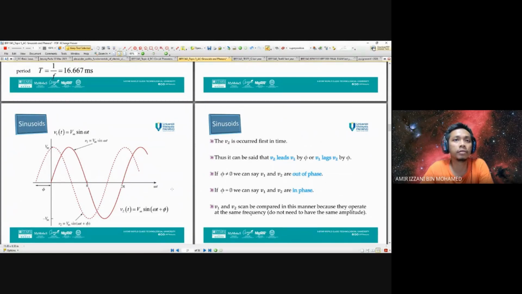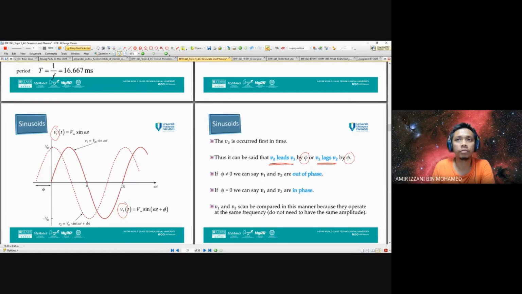So here we have two sinusoids, V1 and V2. V2 occurs first in time. Thus, it can be said that V2 leads V1 by phi. This is an important expression you need to understand. Or the other way around, V1 lags V2 by phi. It depends on which point of view we are looking at.